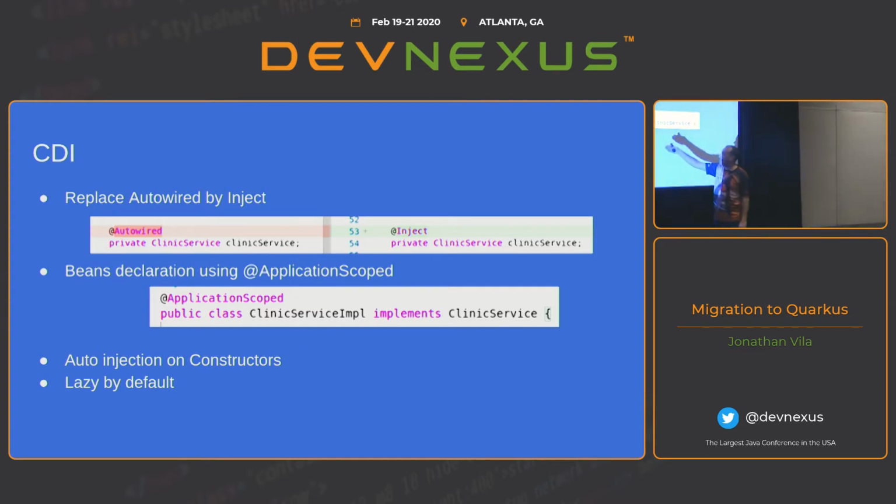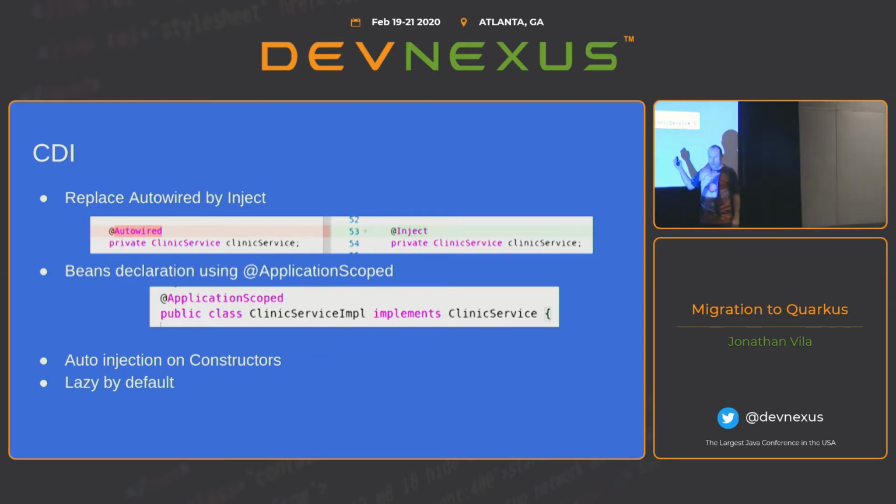In my previous project using Spring, I didn't use AutoWire. I always use inject. So anybody here is still using AutoWire? Okay. So then you have to migrate the interface. And the bean declaration, so well, we had component, we have service. Now we have to use application scope, and we will have a bean.